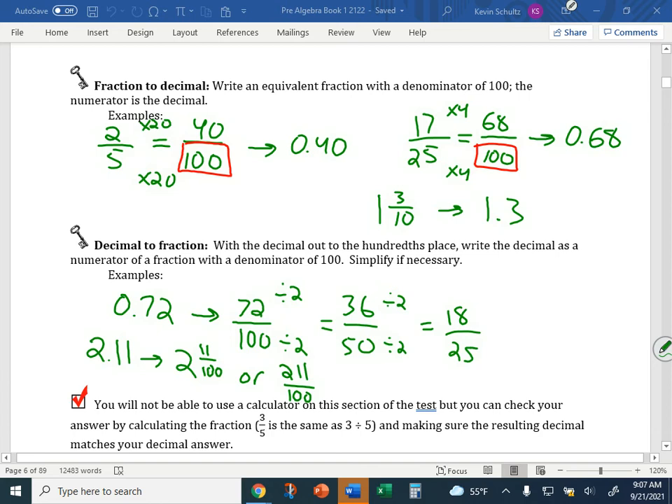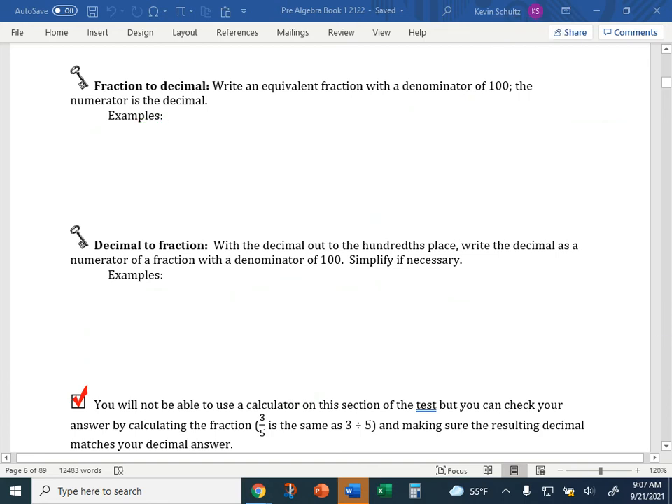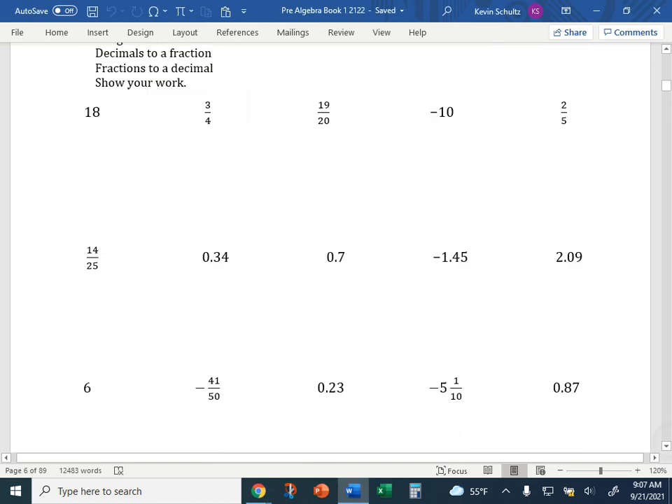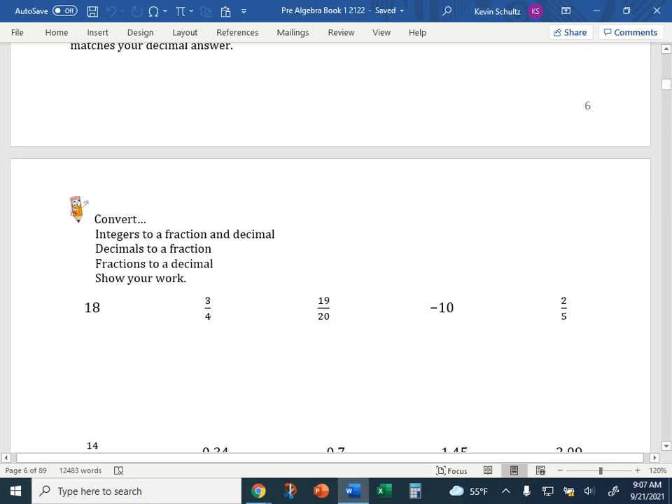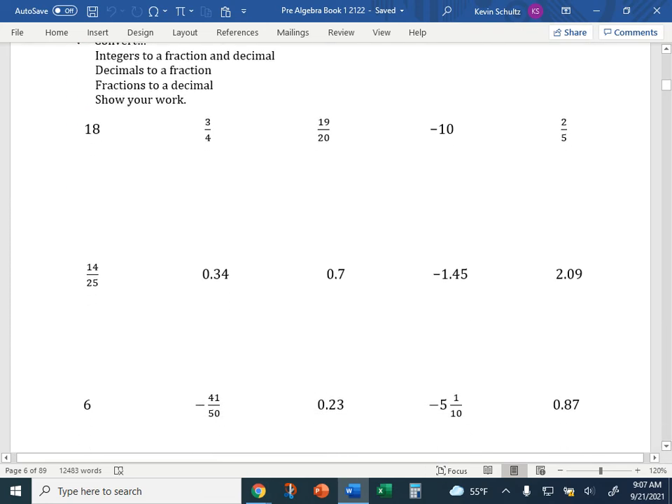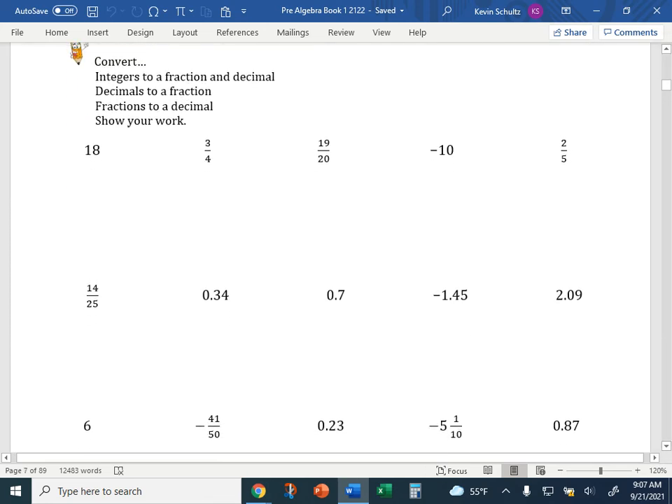Okay, your homework then. On the second page, you get to convert integers to a fraction and a decimal. So that first one, that 18, you'd need to write both 18.0 and 18 over 1. Integers get converted to both decimals and fractions. Otherwise, if it's a decimal, convert it only to a fraction. If it's a fraction, convert it only to a decimal. You'll notice that all of our denominators are friendly, meaning they'll go into 100 evenly. 4, 25, 25, 50, 10.